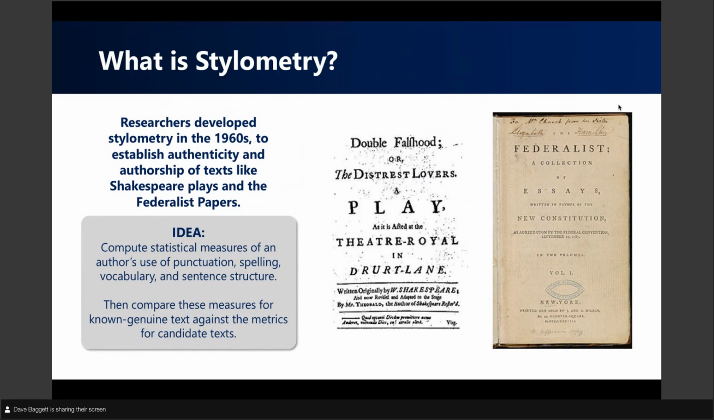And then we can compare the candidate manuscript that we're trying to determine authorship of, the metrics from that document, to the metrics from the corpus that we've computed. And so this has been used to validate Shakespeare plays, determine the authorship of the Federalist Papers, and so on. So in essence, we're using this same kind of mechanism for email.